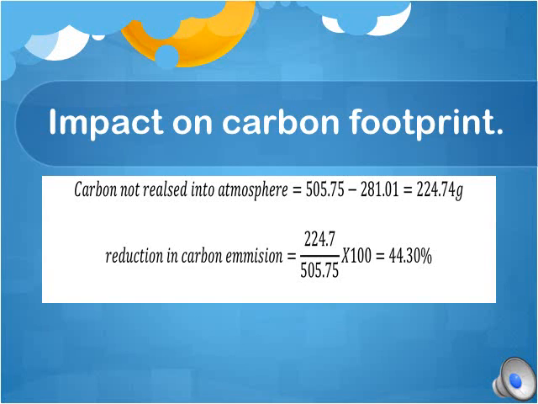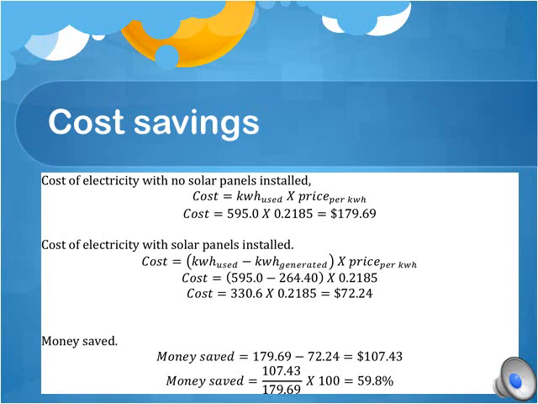Looking at the next equation, we see a 44.3% reduction in our carbon footprint. We do this by taking the new value, divided by the old value, and multiplying it by 100 to get the percentage. To figure out the cost savings for the household with solar panels, we first look back at the original bill. We view in this the energy used as 595.0 kilowatt hours, as well as the unit price or rate. And we can see that the total charge per unit is $130.01.